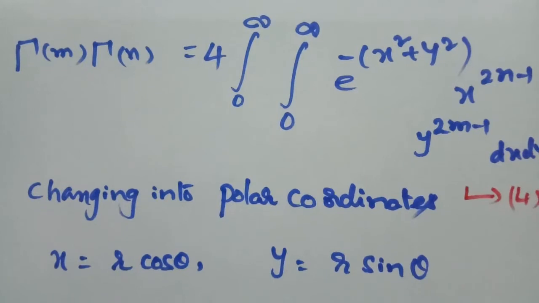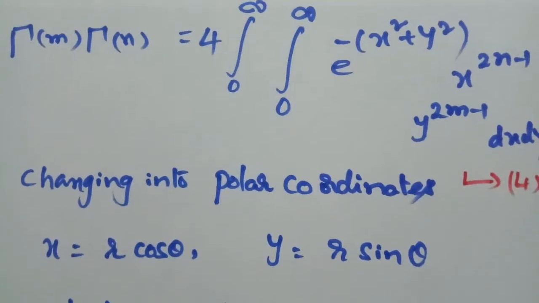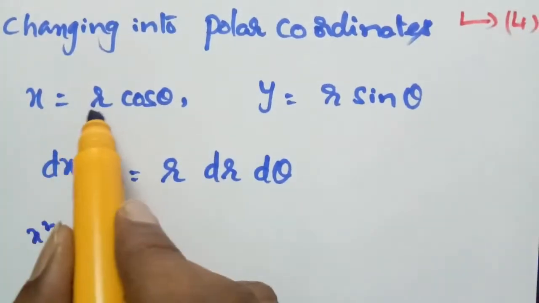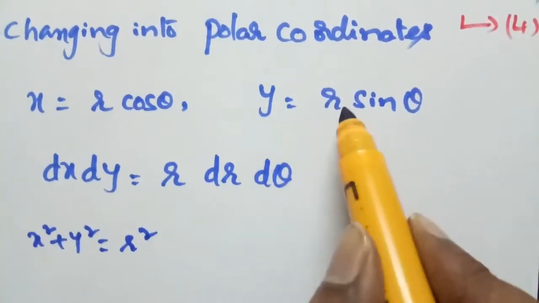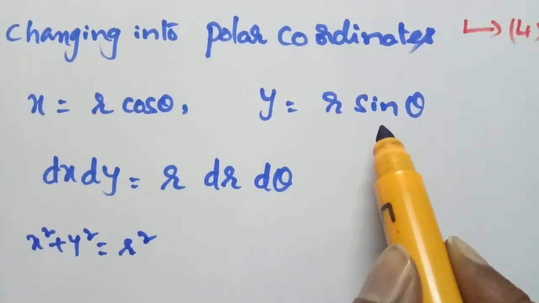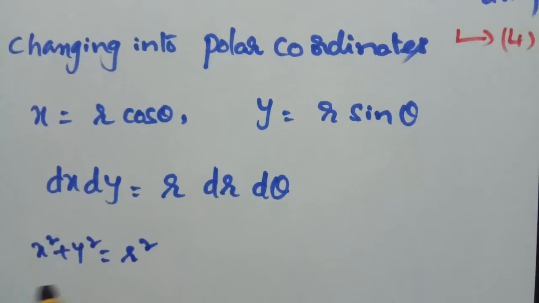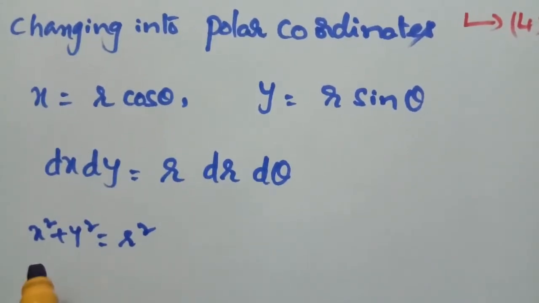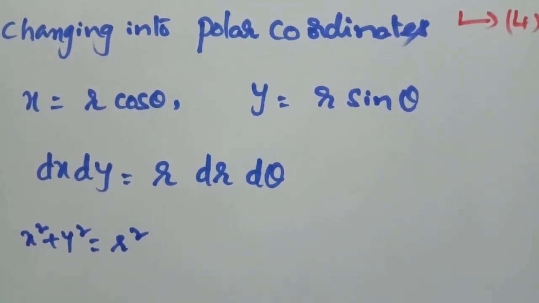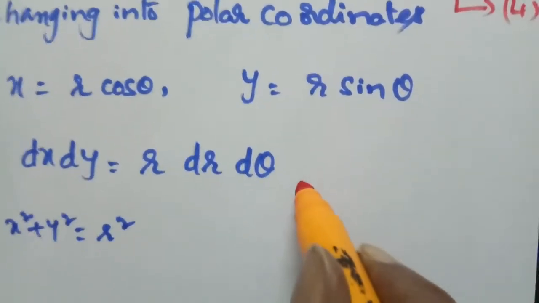Now after changing into polar coordinates, x square plus y square is equal to r square. Since x square is r square cos square theta and y square is r square sin square theta, r square is a common factor, and cos square theta plus sin square theta equals 1. Therefore x square plus y square is equal to r square. It represents a circle, and as x and y values lie in the first quadrant, we can consider the circle lies in the entire first quadrant.